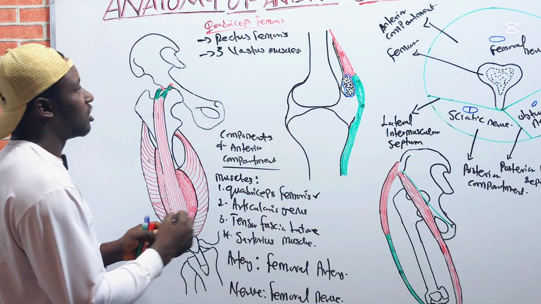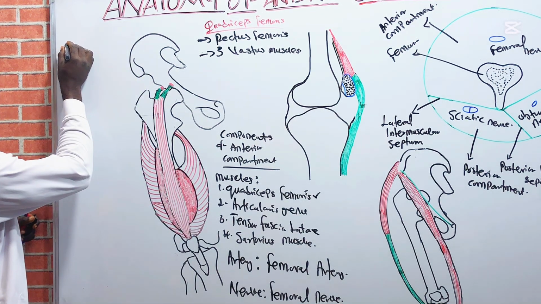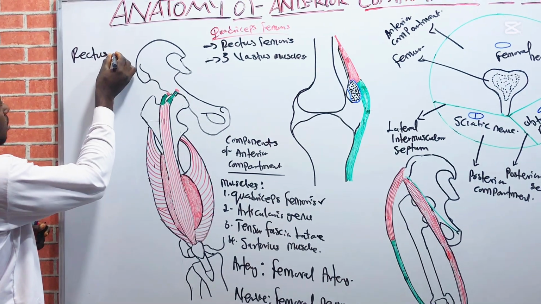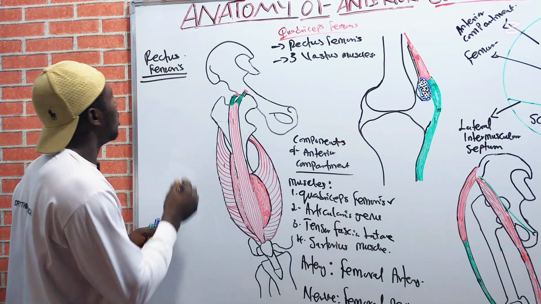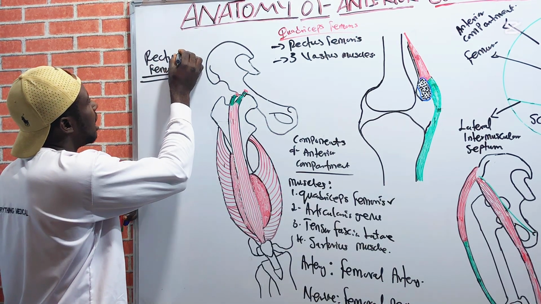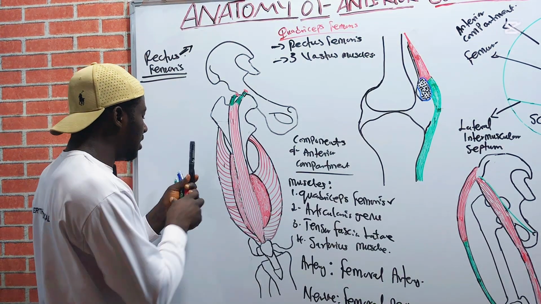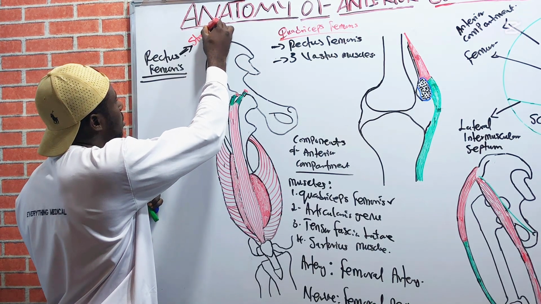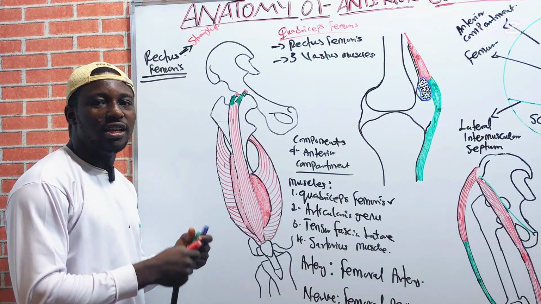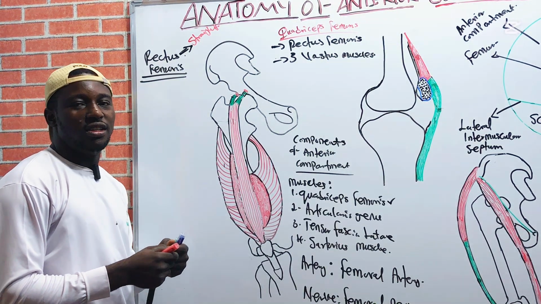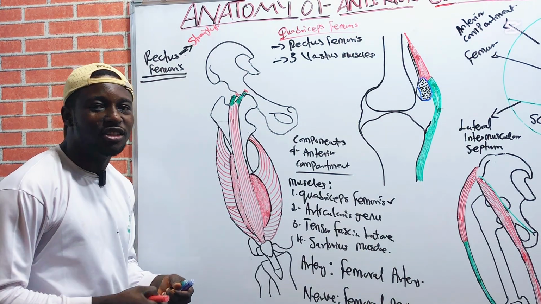Okay. The next to be discussing is the rectus femoris in detail. The rectus femoris. From the name rectus, rectus in Latin simply means straight. So the rectus femoris is a long straight muscle with a fusiform bipennate belly on its upper 2/3 and a flat tendon on its lower 1/3.